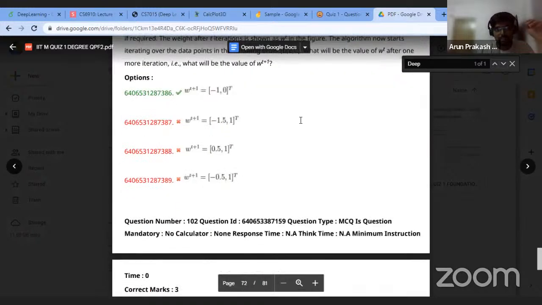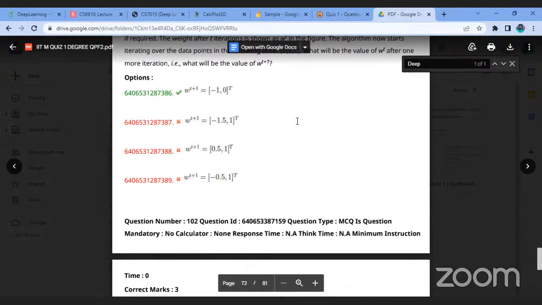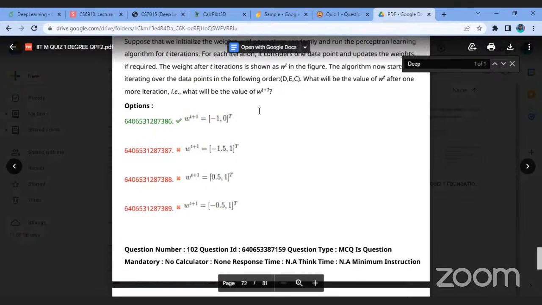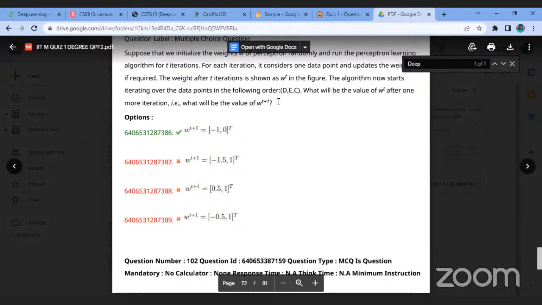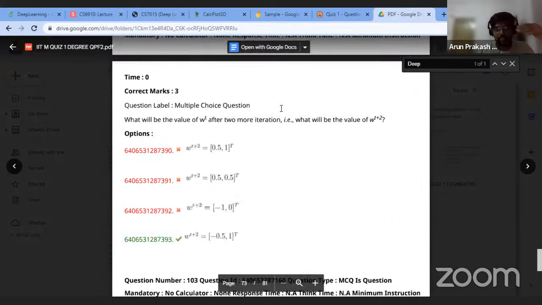So we have to choose this minus 1 comma 0. So that is the answer. You should not go to the next data point because we are just asking what happens in the next iteration. You are supposed to go through one data point at a time for each iteration.